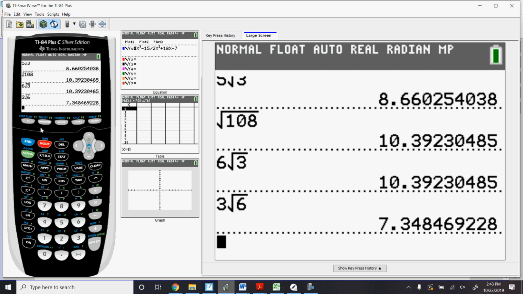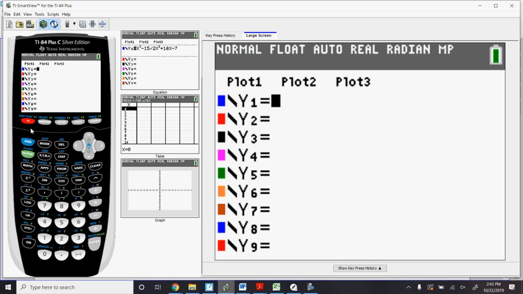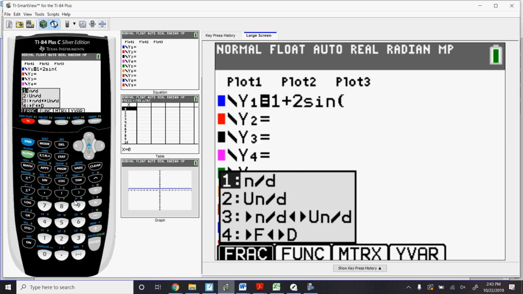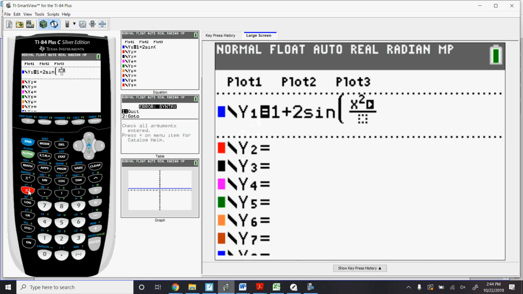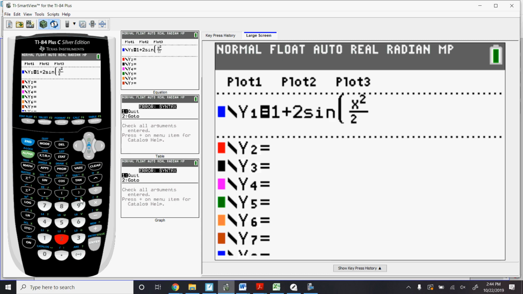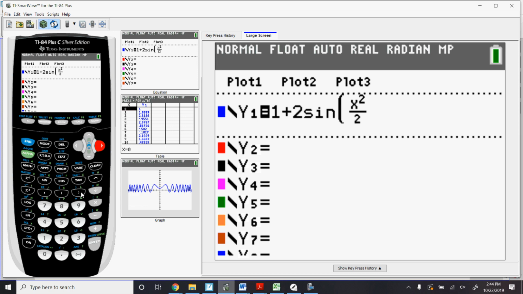And we're going to type in this equation. Now the equation was 1 plus 2 sine, then alpha y equals for the fraction bar, t squared over 2. Okay, now even though the equation says t, on our calculator we're just going to use x.